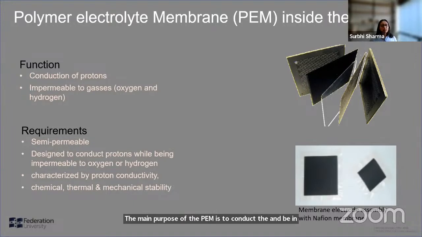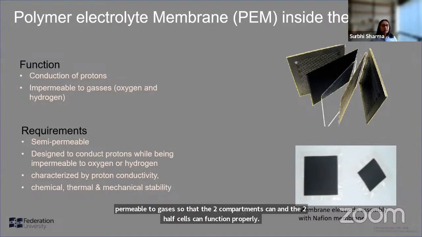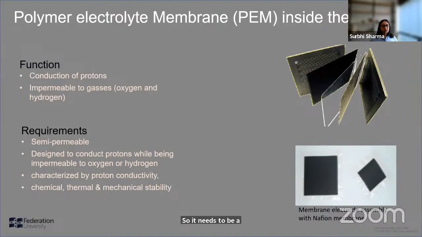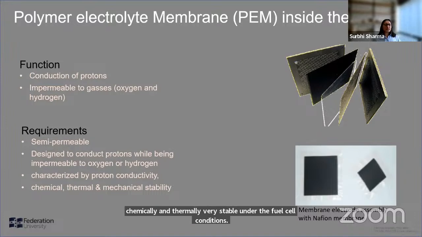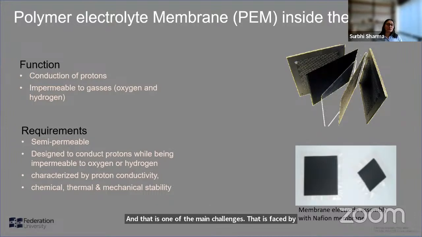So it needs to be a semi-permeable membrane, designed to conduct protons, and it also has to be mechanically, chemically, and thermally very stable under the fuel cell conditions. That is one of the main challenges faced by not just the PEM membrane, but a lot of the other components as well. The stability, because of the complex conditions inside the fuel cell, leads to degradation of each of the components at various rates.